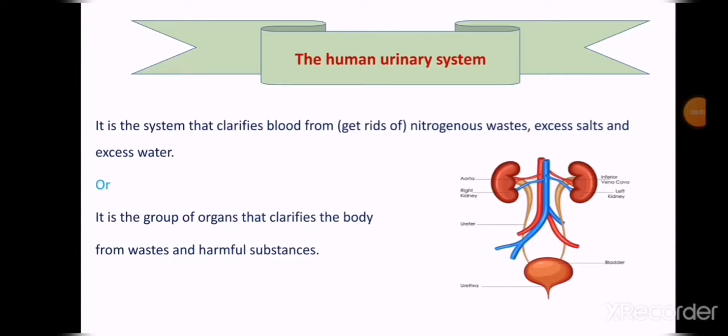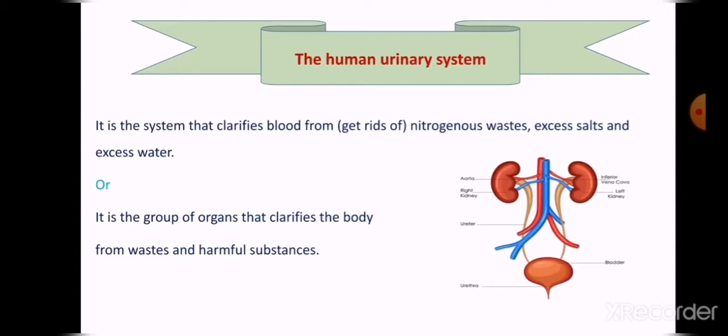Let's start to complete our lesson today, which is called the human urinary system. What does it mean by the human urinary system? It's the system that helps your body to get rid of the wastes, the excretory wastes or excretory materials.